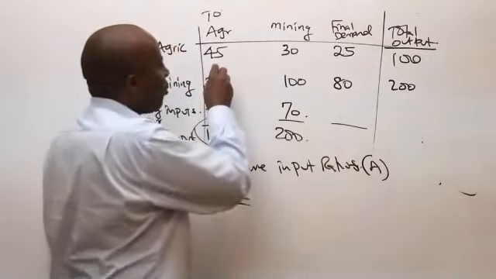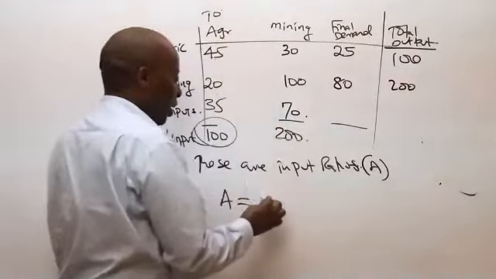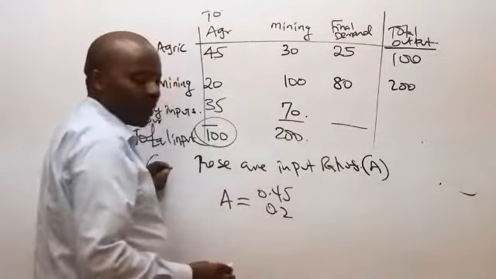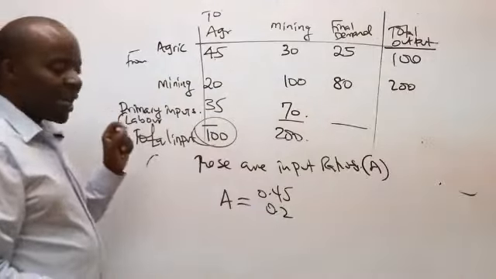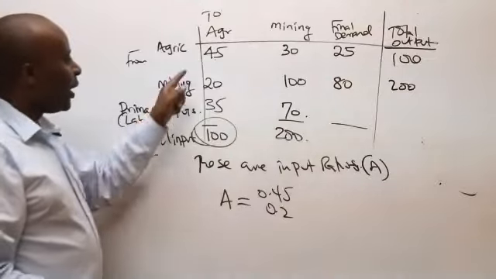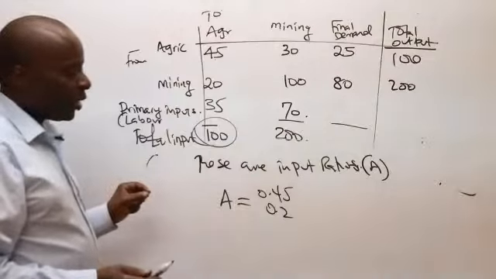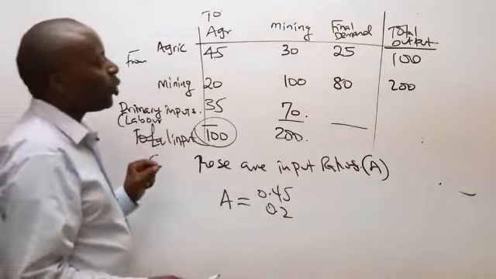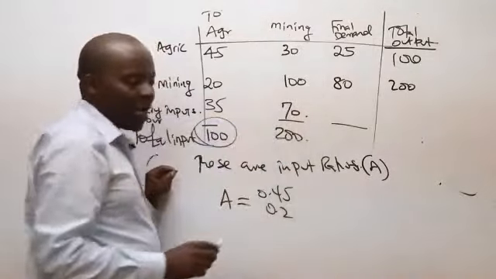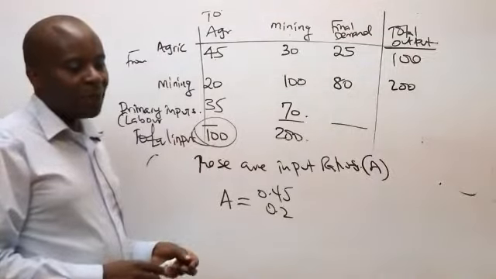So like now here we'll talk of 45. The input ratios of agriculture will be 0.45, and this will be 0.2. Remember, in input ratios we only capture information about sectors. We can't have an input ratio of the primary inputs, so it is only between sectors alone. How about the input ratios of mining, if you're following? What will the input ratio of mining be, somebody?